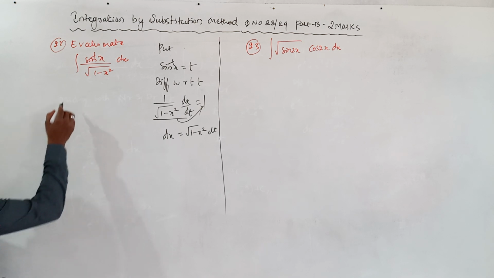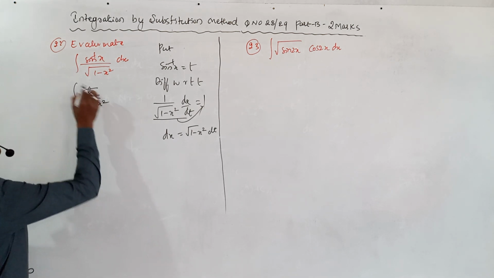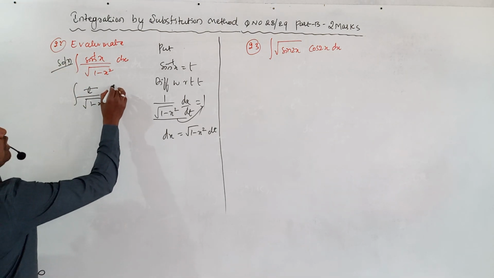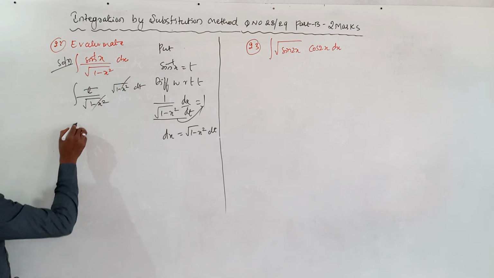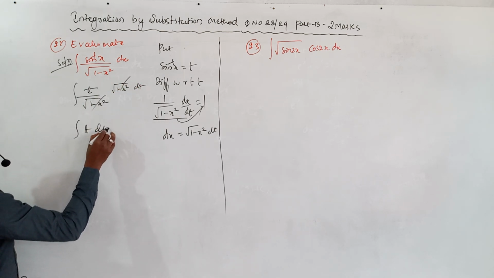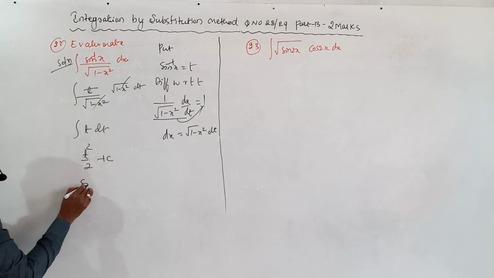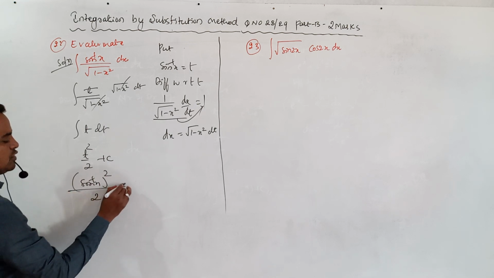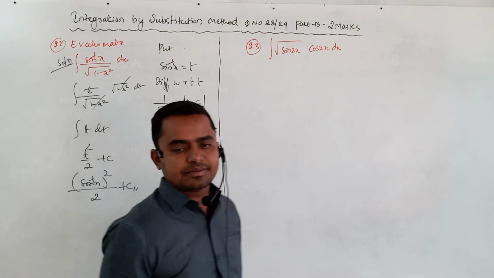Next come to here. Now sine inverse x means what? t divided by root of 1 minus x square. This is the first step of the solution. Given integral as it is. Now root of 1 minus x square dt cancel. Integration of t dt. Integration of t is nothing but t square by 2 plus c. What is the t? Sine inverse x bracket square divided by 2 plus c.